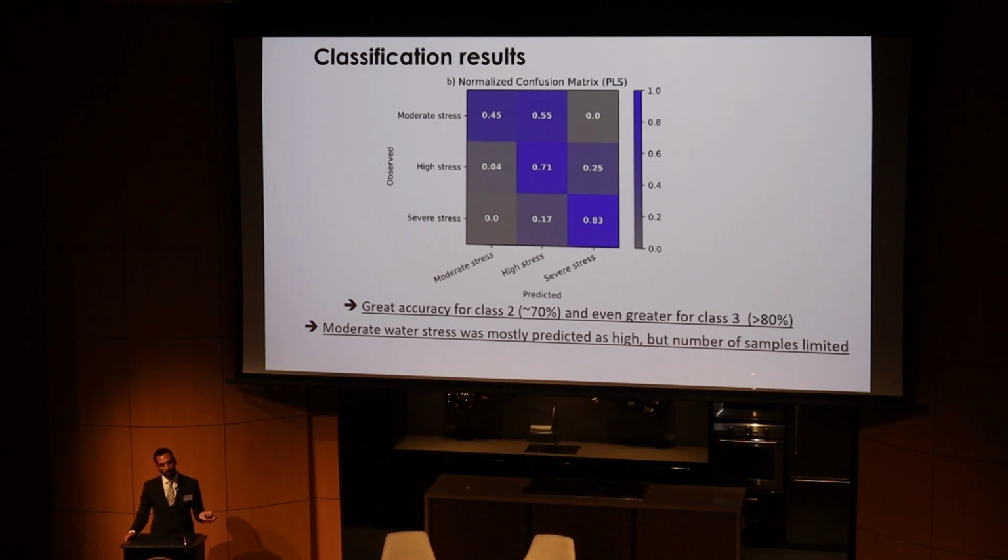So we are able to predict moderate, high water stress with roughly 70% accuracy, and severe water stress with roughly 80% accuracy. There is a confusion between moderate water stress and high water stress. That's because this is only 1 year of data. This is a project that continues for 3 years. And we started in the middle of the summer, so we didn't have a lot of moderate water stress data.